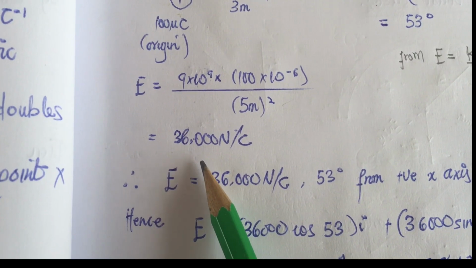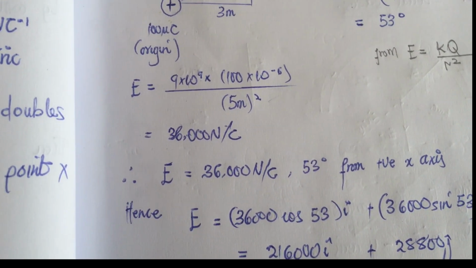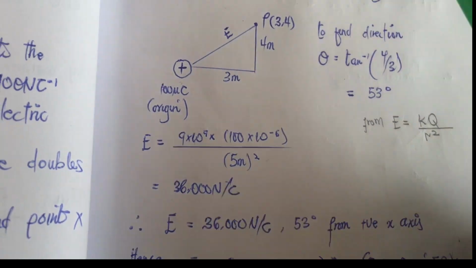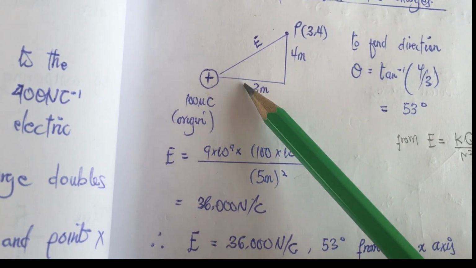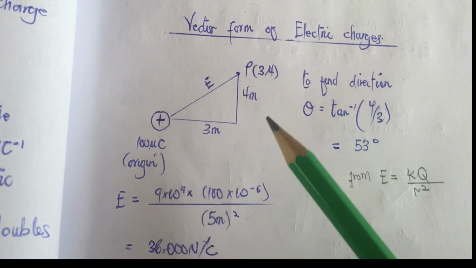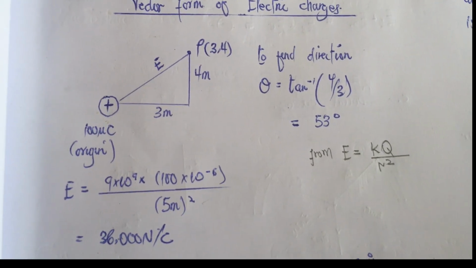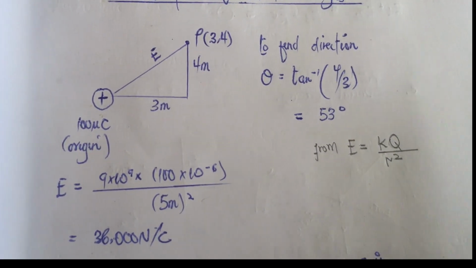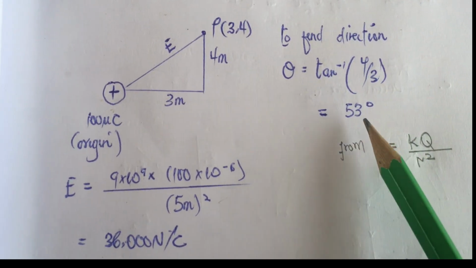For us to find the vector form of it, we have to find the unit vector, or there's another method we can use by finding the direction. Here we can find the direction or the angle. We have our opposite and our adjacent, so the trigonometry ratio to be used is tan. Our theta will be equal to tan inverse of 4 over 3, giving us 53 degrees.